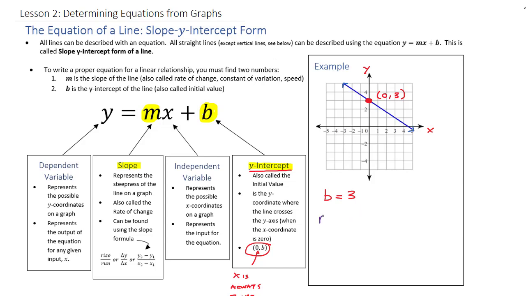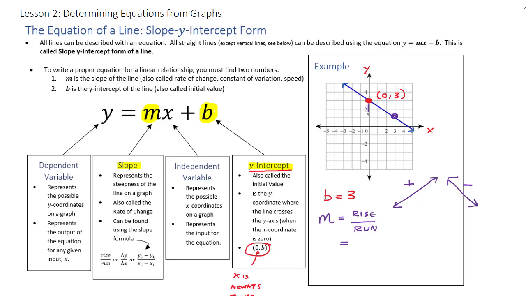So the slope is m. Now in a graph, we use rise over run. Remember, if a line is going up from left to right, it looks like this, it has a positive slope. If a line is going down from left to right, like this, it has a negative slope. So our line is going to have a negative slope because it's going down from left to right. To find the slope, we need to find another point. So I'm going to look along the line here, and I see another point right here.